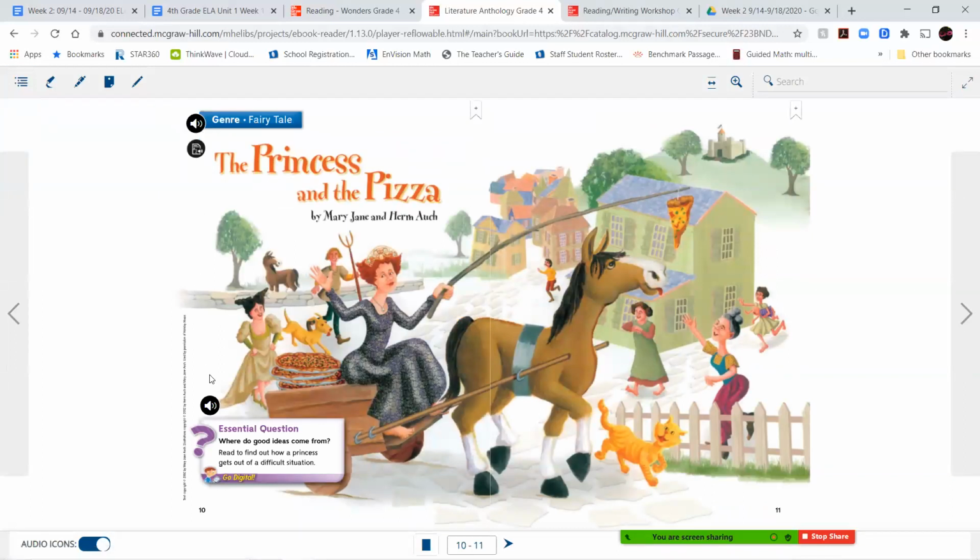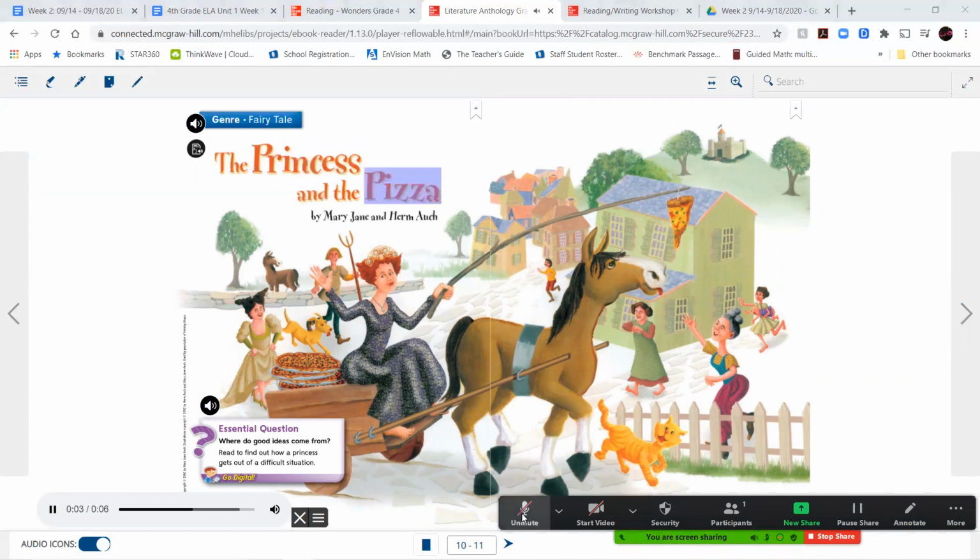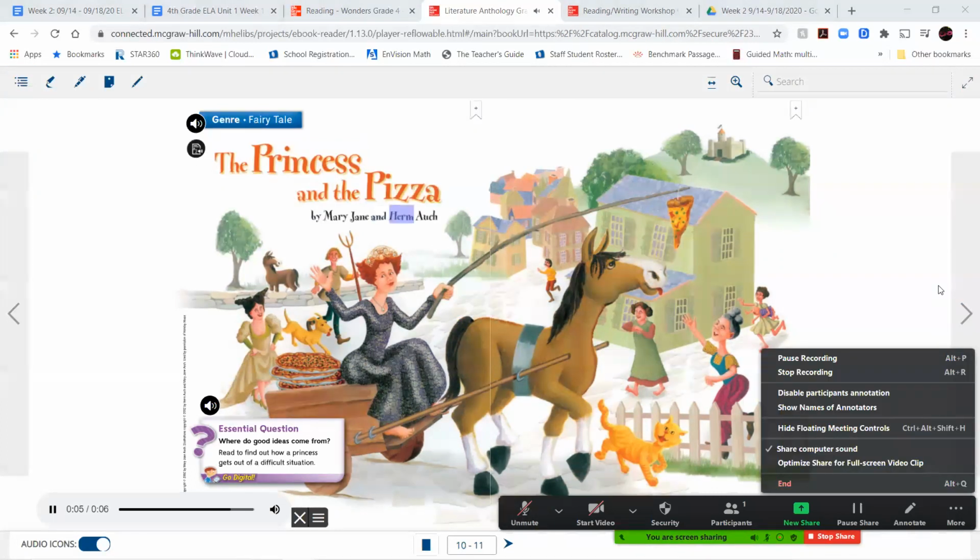These little speaker buttons will read for you while you go through. This little side arrow, if you hover over it, it says next page, and that's going to take you through the story. So let's start with our big book story, which is this one out of our literature anthology book. This is The Princess and the Pizza. Genre, fairy tale. The Princess and the Pizza by Mary Jane and Herm Auk.